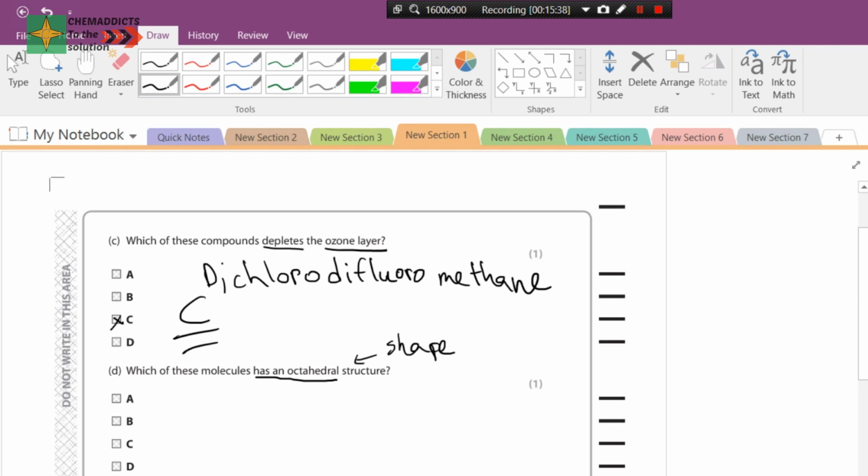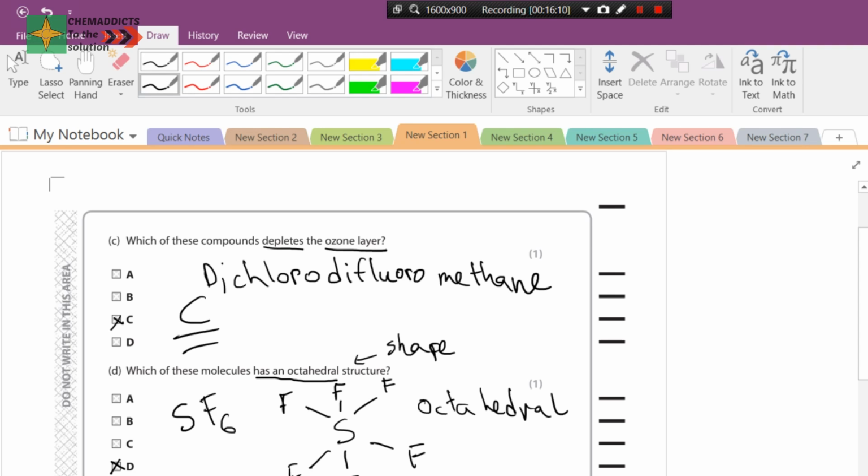Okay, that is SF6, and the shape of this molecule looks like this. One is up, another one is down, and this is the shape for octahedral. This is how octahedral looks like. Okay, octahedral, and the shape of this molecule is octahedral. So that's it. That's the answer to this question.